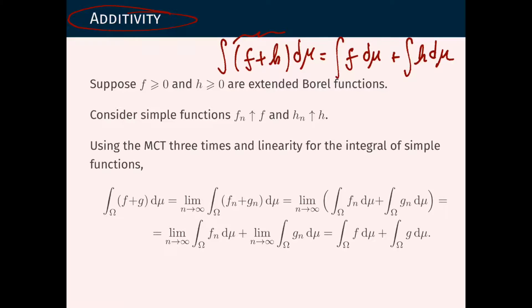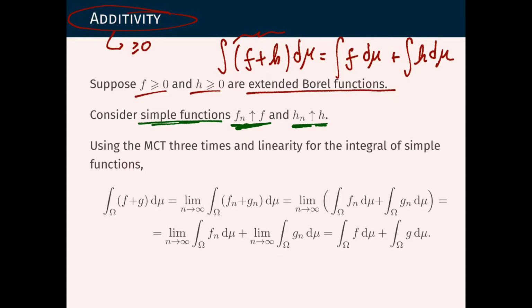And well, let's prove this. So let f and h be non-negative extended Borel functions. This is the case we are considering. We're proving additivity for the non-negative case. And we know from the previous video lecture that we have non-negative simple functions that converge in a monotone way to both f and h. The sum of simple functions is a simple function, which means for each fixed n, this is a simple function, this is a simple function, and we can add them, and that gives us a simple function.